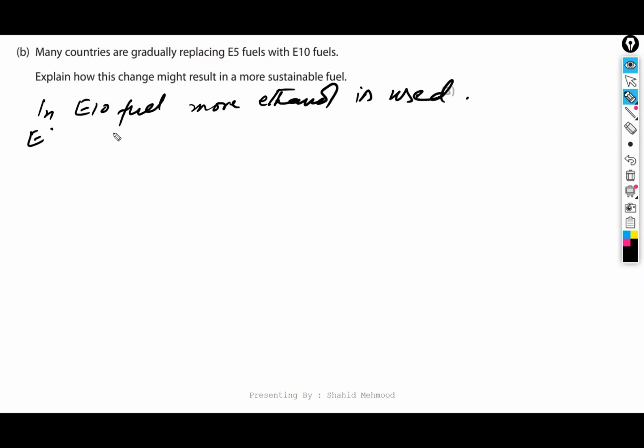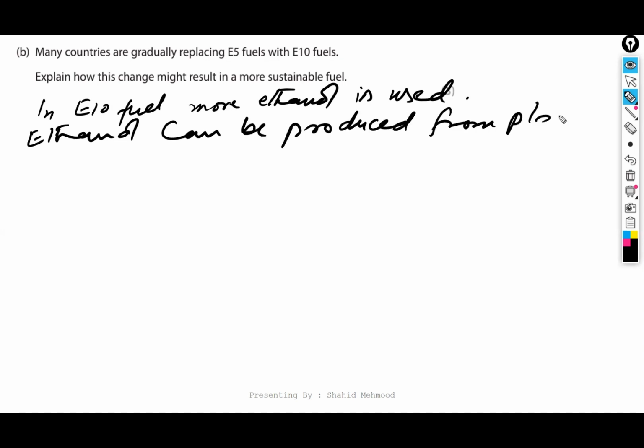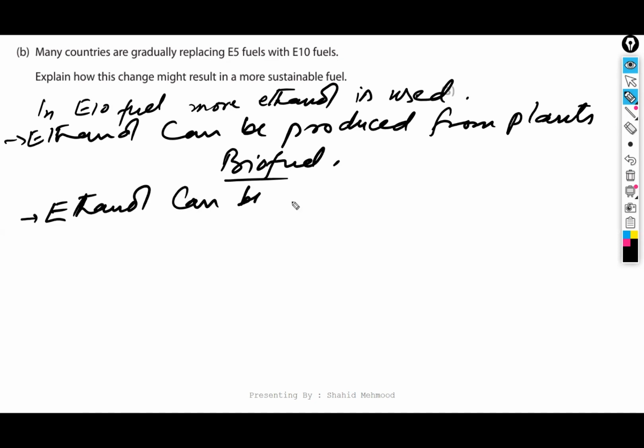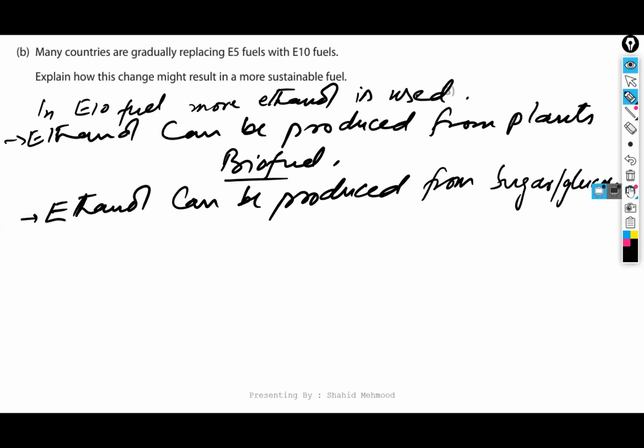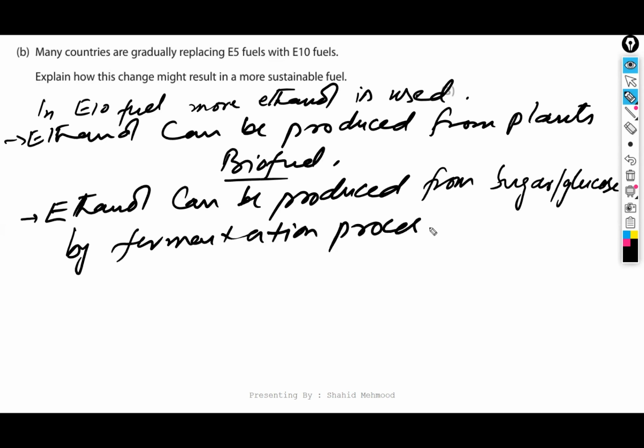and ethanol can be produced from plants, because it is a biofuel. Ethanol can be produced from sugar or starchy plants, or glucose taken from the plants, by the fermentation process, which is a cheaper method.